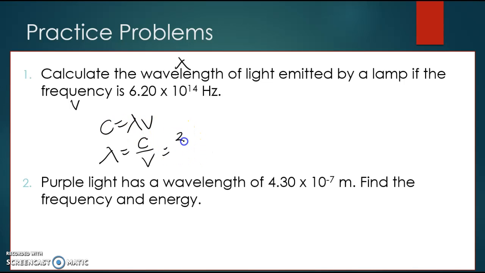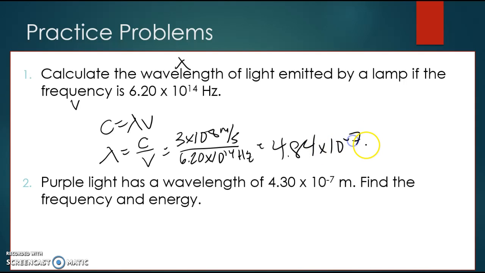Then I just plug things in. So c is always the speed of light, so 3 times 10 to the 8th meters per second is always c. And then our v is 6.20 times 10 to the 14th. Okay, so you take those two, you divide them out, you're looking at about 4.84 times 10 to the negative 7 meters. And that's it.